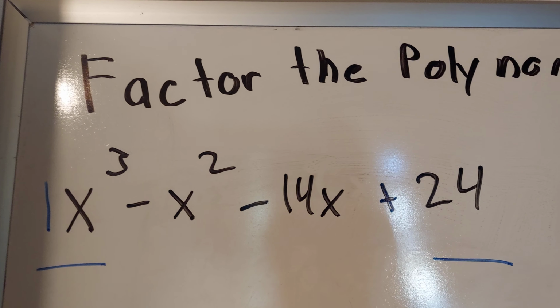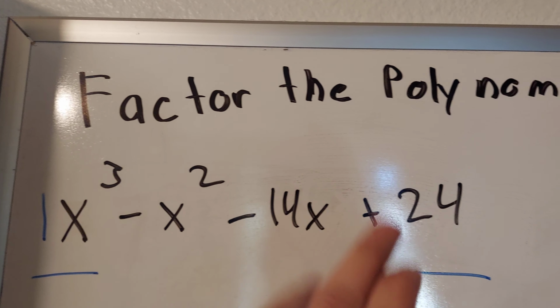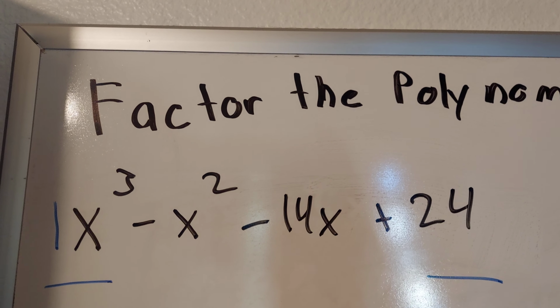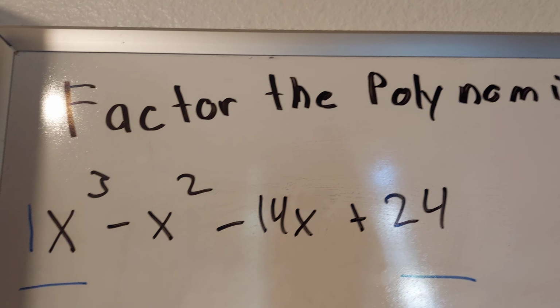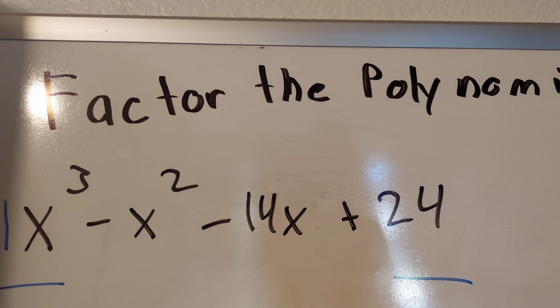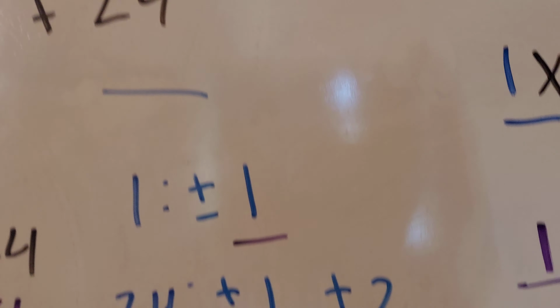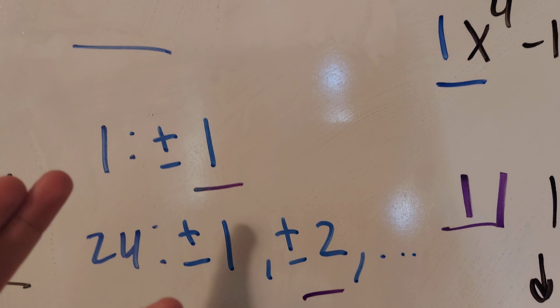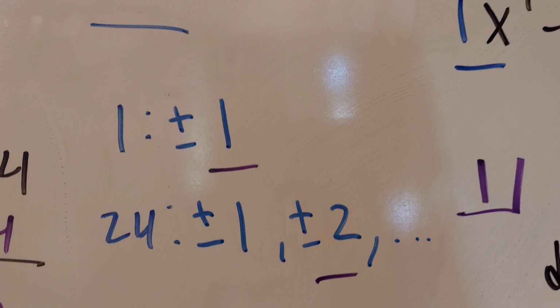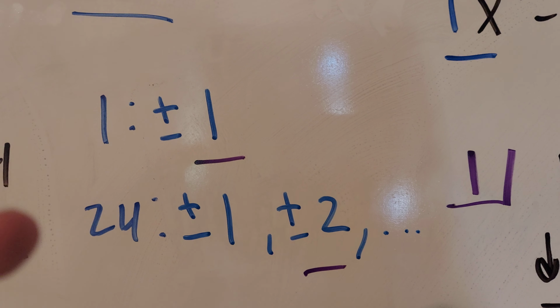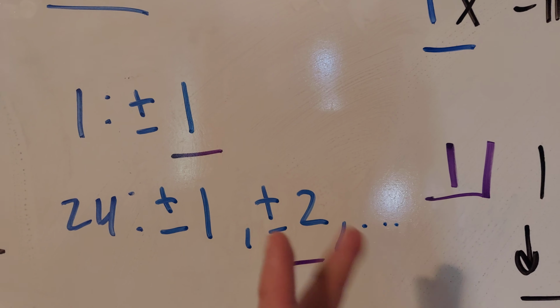So how we start that is by noticing our first and last digits, or numbers. Our first number is 1, and our last number is 24. So what we do with that information is we're going to be finding the factors of both. So the factors of 1 would be positive 1 and negative 1. The factors of 24 would be positive 1, negative 1, positive 2, negative 2, and so on and so forth.